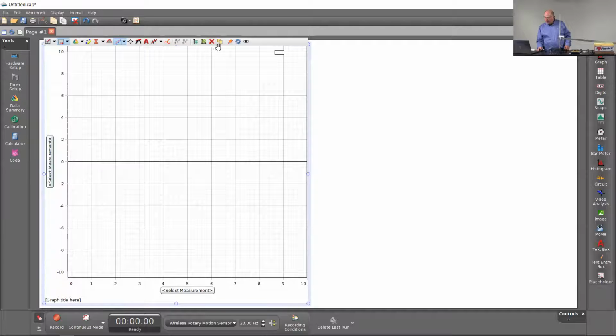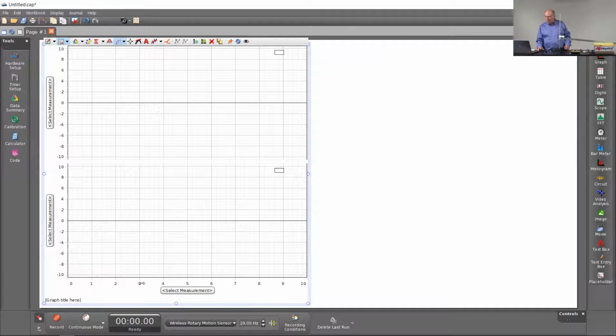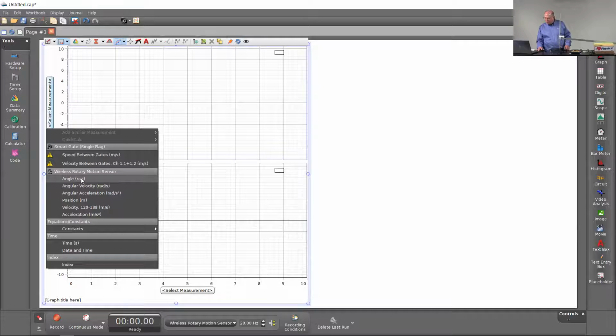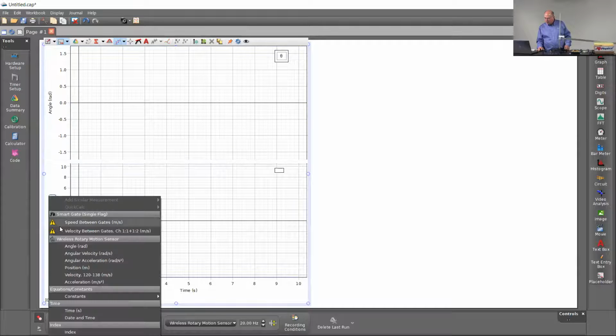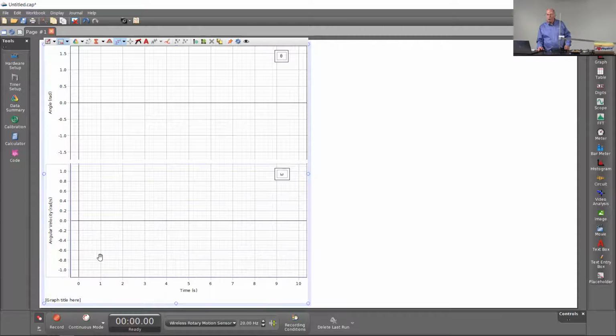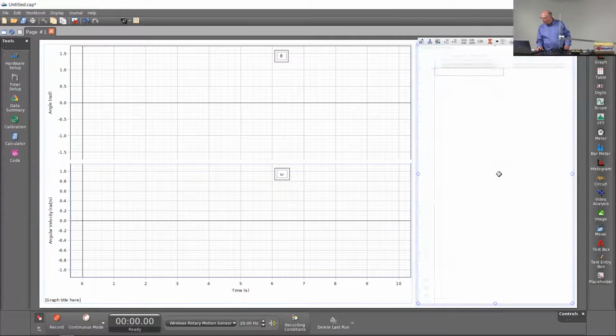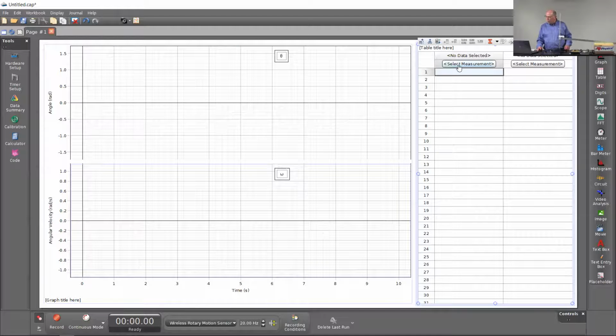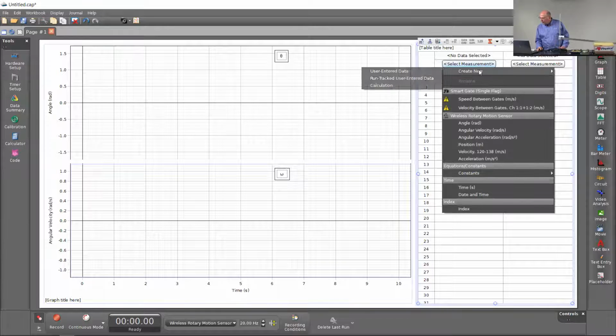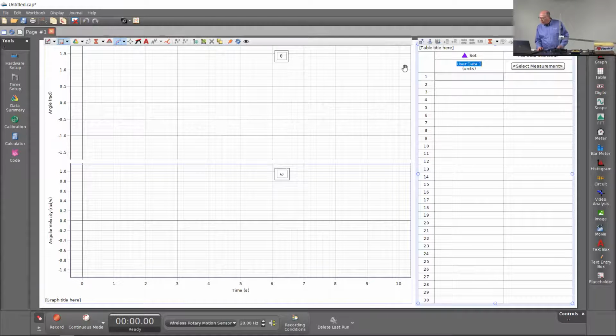So what we want is a graph, actually two graphs. I'm going to add a graph to the same axes. This button right up here gives me a second graph where they share the same x-axis. On the first one, I'm going to graph angle, and on the second graph, I'm going to graph angular velocity. And we can make that a little bigger. Then in my data table, I'm going to record what the initial angle that I released it from was and what the angular velocity was when it went through the horizontal. So this works a lot like SparkView. I just click on that and I say create new user entered data.